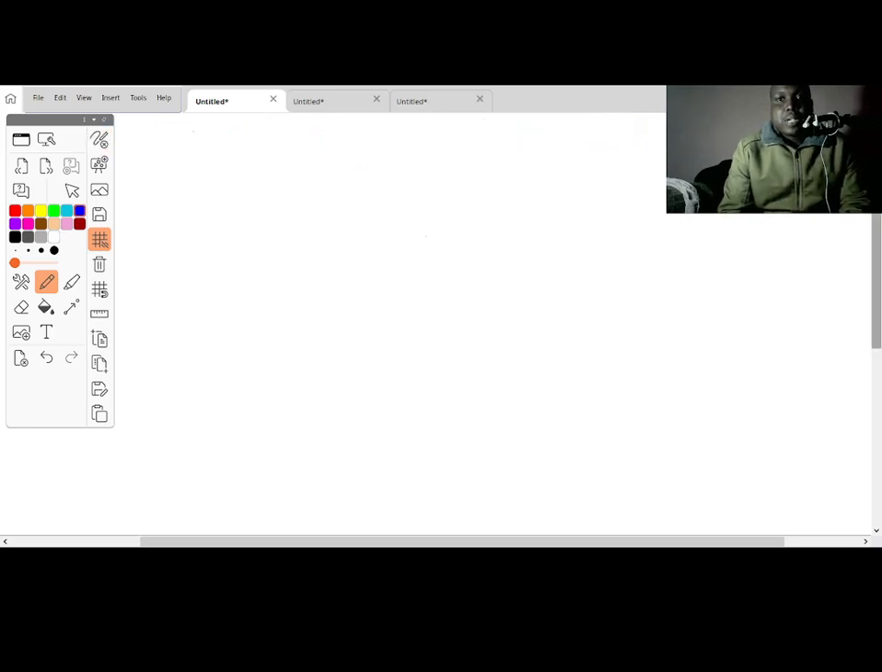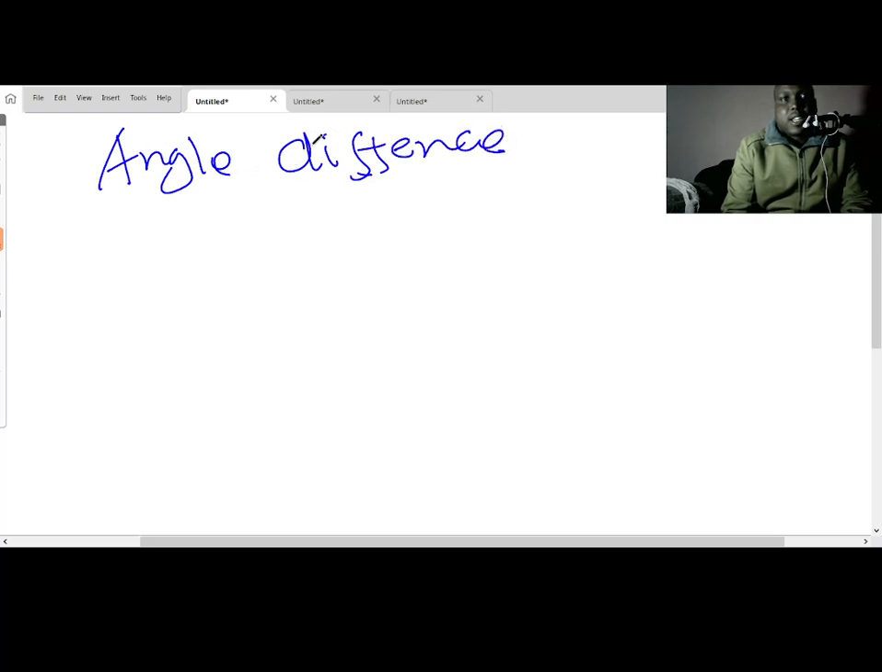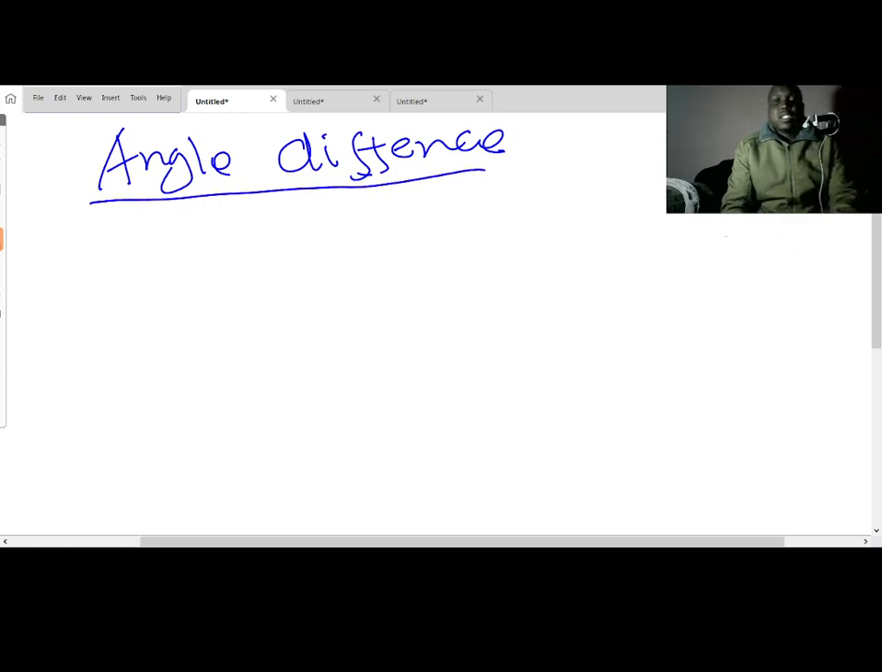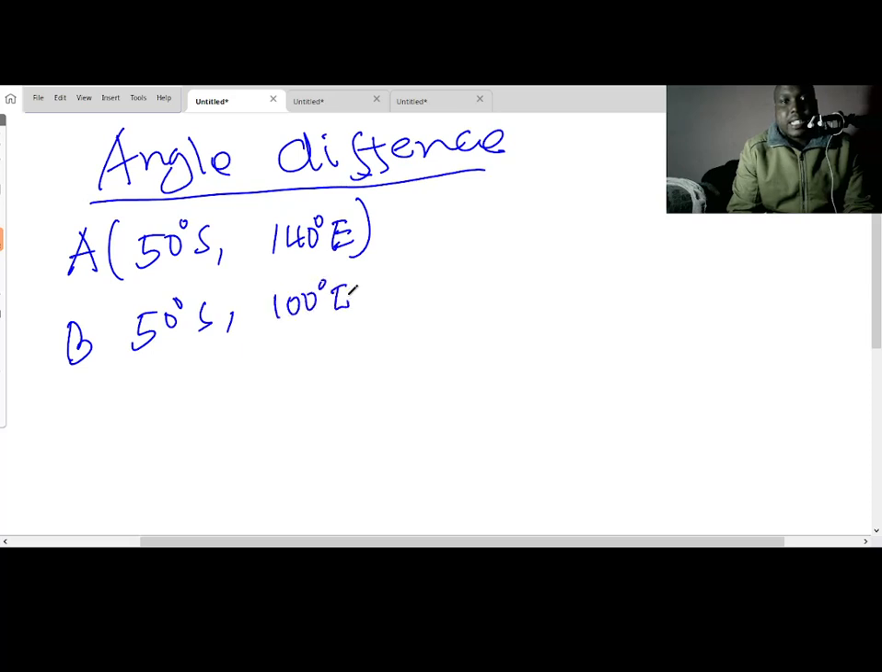So before we look at the distance, we need to know the angle difference. The angle difference of 2 points. The angle difference gives us the angle that we are going to use. So, for example, if I have A 50 degrees south, 140 degrees east, B 50 degrees south, 100 degrees east.